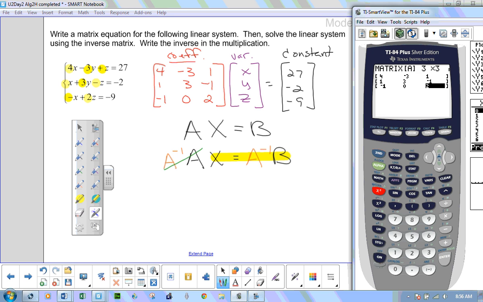So I'll go to second matrix, go to edit, choose B, and that is a 3 by 1. And I won't pause the video because it's a small matrix: 27, -2, -9. Okay? And then I'll just go to second quit. Well, for the sake of my writing, I need to see what A inverse is. So let me compute that on my calculator here.